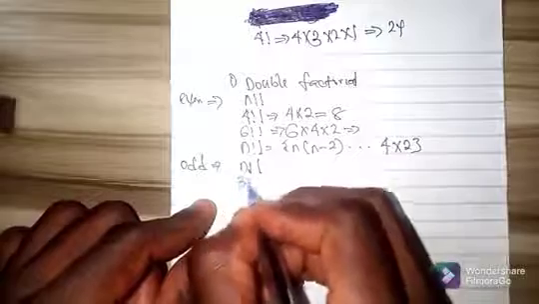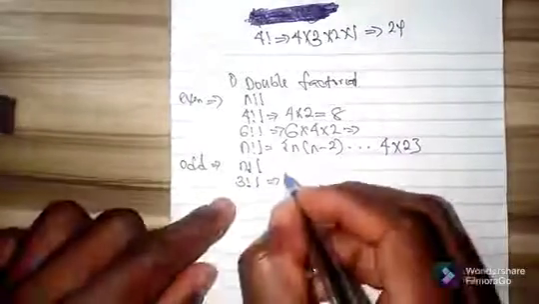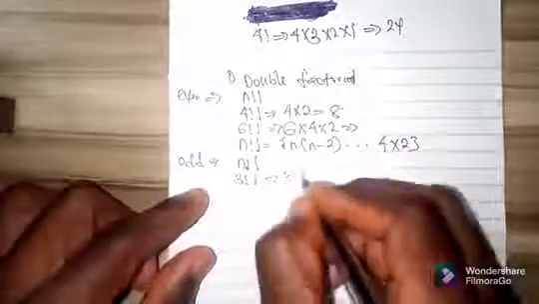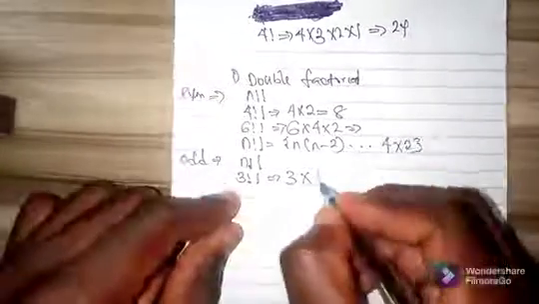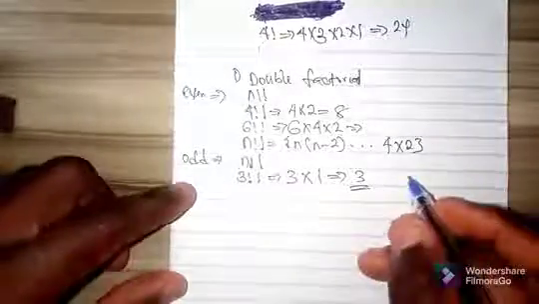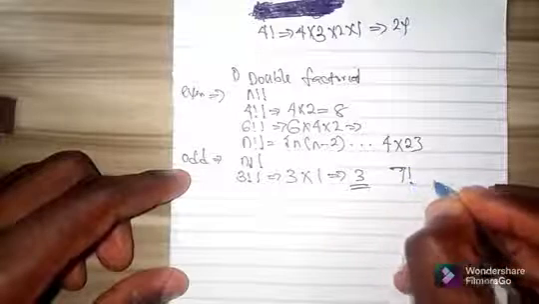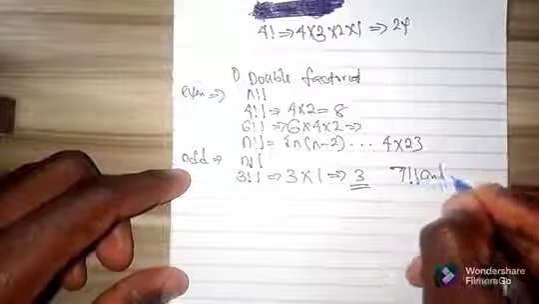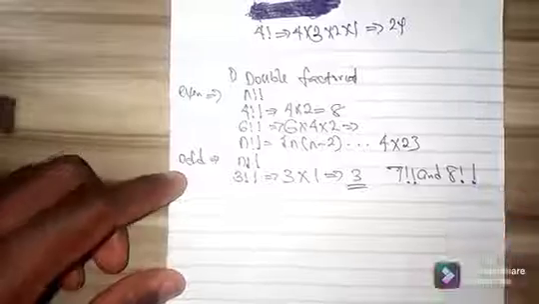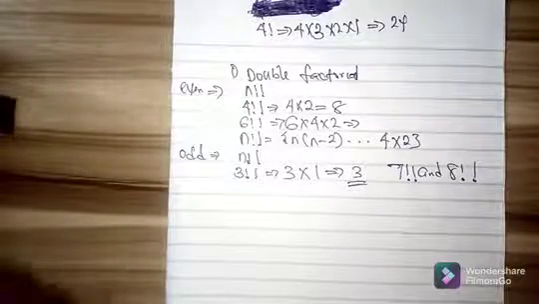Example, 3 double factorial. 3 is odd, then we have 3. The next odd number is 1. So we have 3 as the result. Now, in the comment, I want to leave you guys to this, 7 double factorial and 8 double factorial. You can solve it and give me the answer in the comment section.